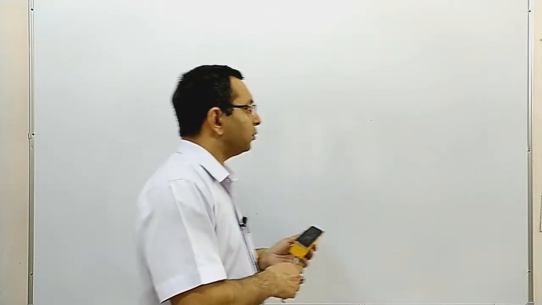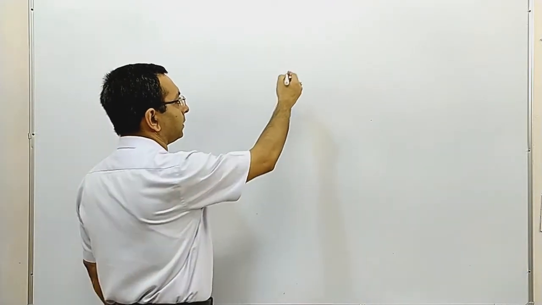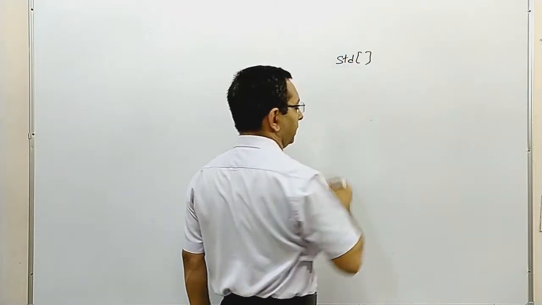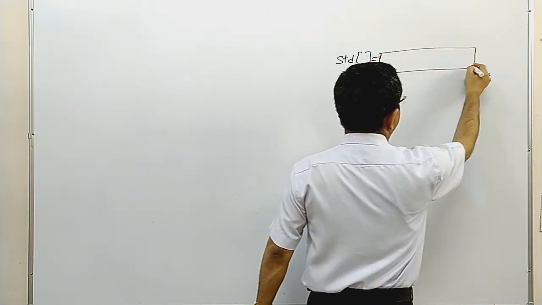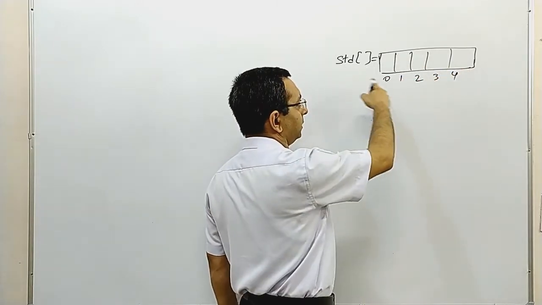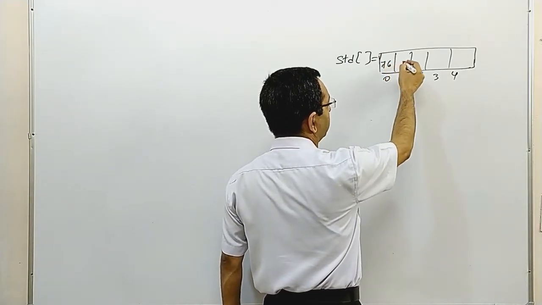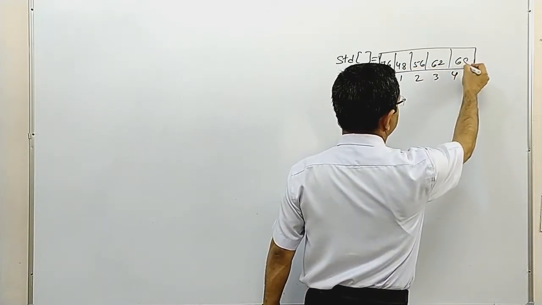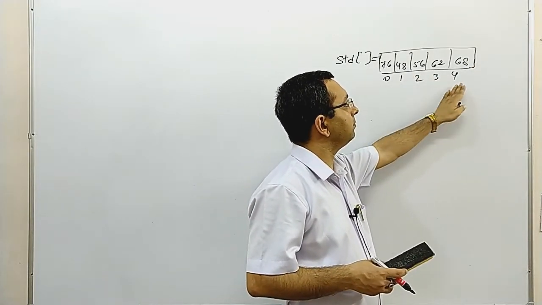Let's see. Suppose you have to store 5 marks of any student. Suppose you have taken an array STD, because you know arrays, and you are storing 5 marks in this array STD, and let's say the marks are 76, 48, 56, 62, 68. So it will be very easy to store all these 5 numbers in an array.